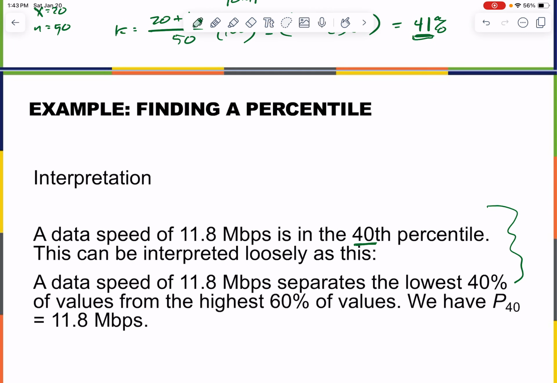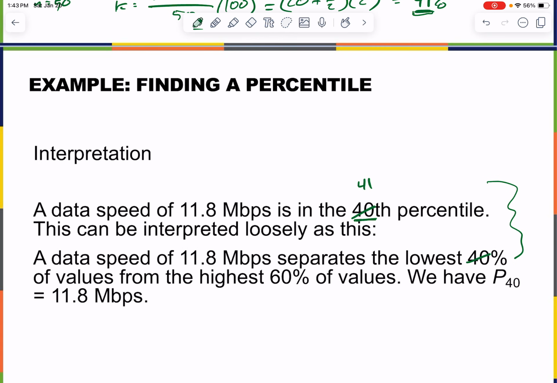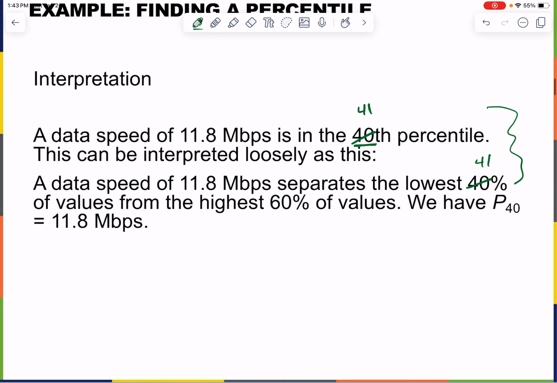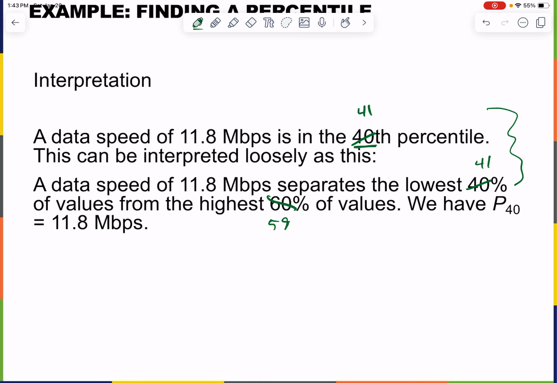So for the time being, let's just go ahead and correct this. This is the 41st percentile. Okay, a data speed of 11.8 megabits per second is in the 41st percentile. That's the interpretation here. This can be interpreted loosely as the following. A data speed of 11.8 megabits per second separates the lower 41% of data from the upper 59% of values.